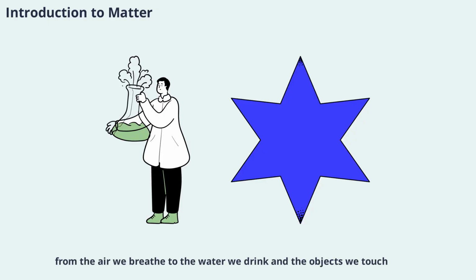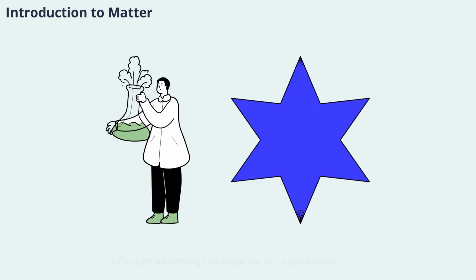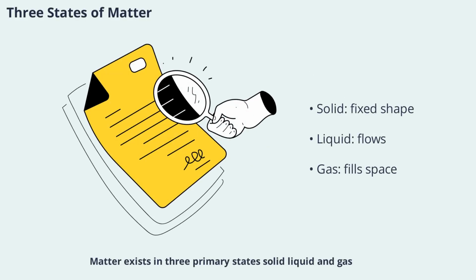Matter is all around us, from the air we breathe to the water we drink and the objects we touch. Understanding its states and behavior is fundamental to science. Let's start by setting the stage for our exploration, highlighting why knowing about matter states is crucial for chemistry and everyday life. Matter exists in three primary states: solid, liquid, and gas.